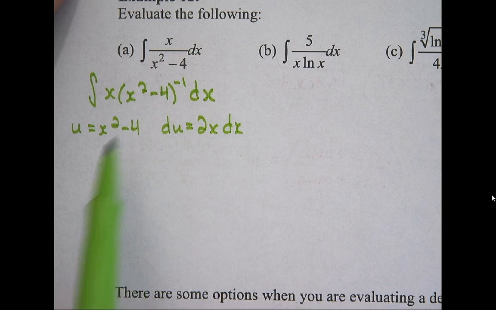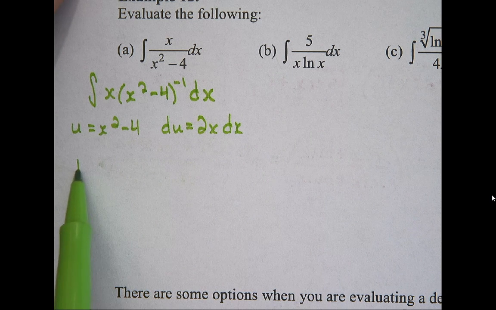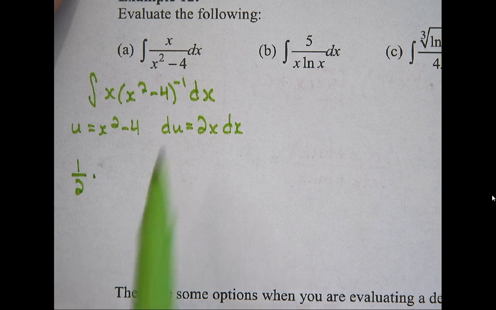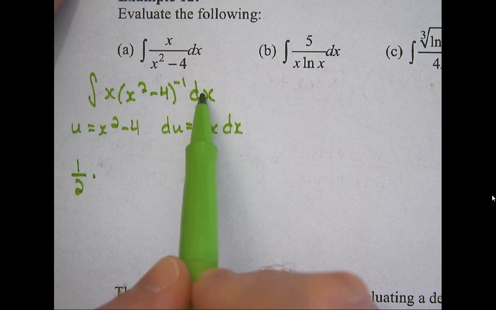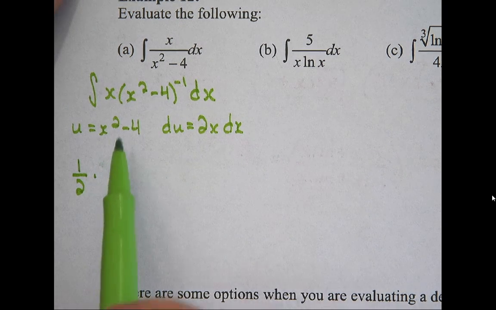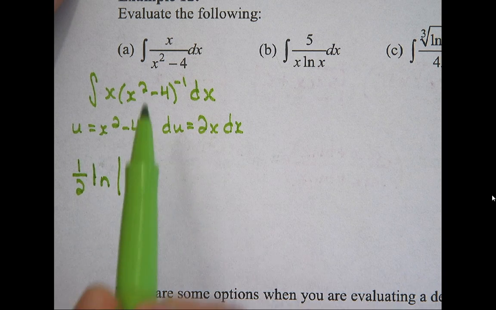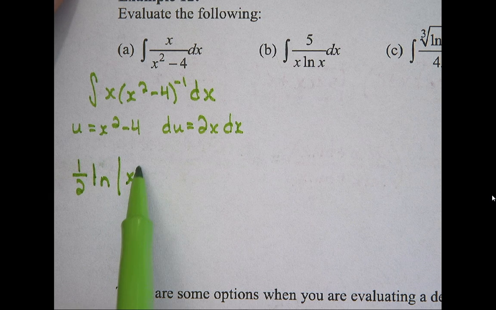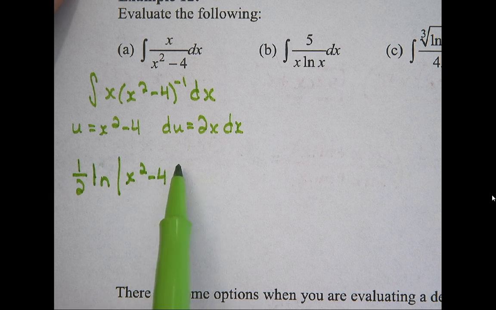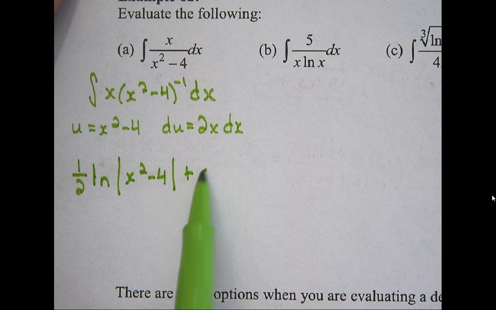I don't have any constants. I need a 2, so I don't have that. I need to create the 2, which means I need a correction of 1/2. I've got an x, I've got a dx, I've got u to the negative 1. The integral of u to the negative 1 is natural log of absolute u, x squared minus 4, plus c.